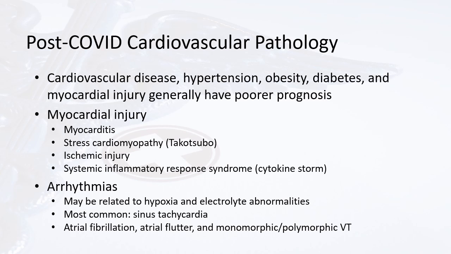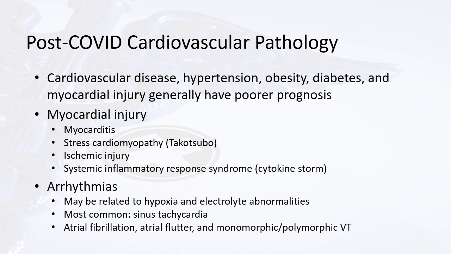The myocardial injury can consist of myocarditis, which is an inflammation of the heart muscle, stress cardiomyopathy, where the heart doesn't pump as well, and this is also called Takotsubo's cardiomyopathy, ischemic injury due to lack of oxygen, or systemic inflammatory response syndrome, or SIRS, which is related to the cytokine storm or the generalized inflammation.